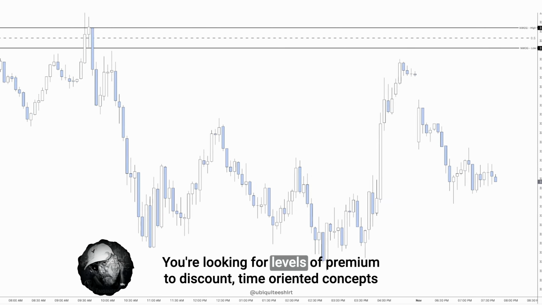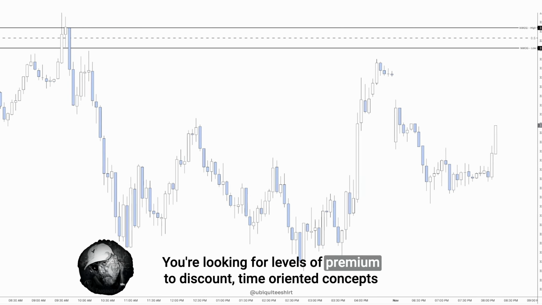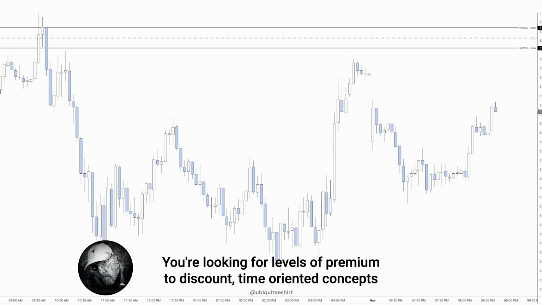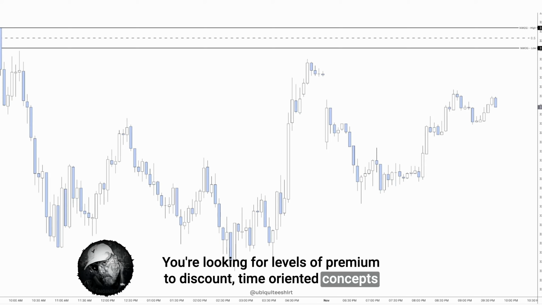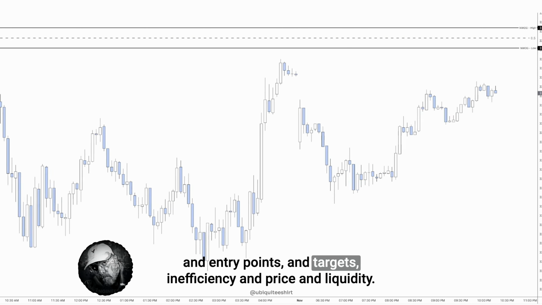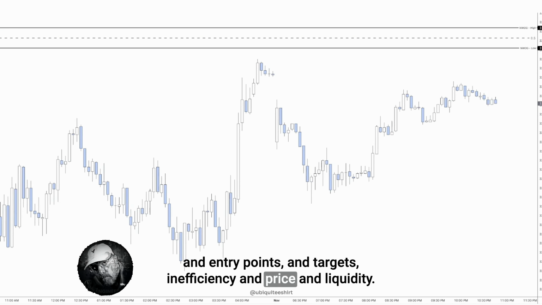You're looking for levels of premium to discount, time-oriented concepts, entry points and targets, inefficiency in price, and liquidity.